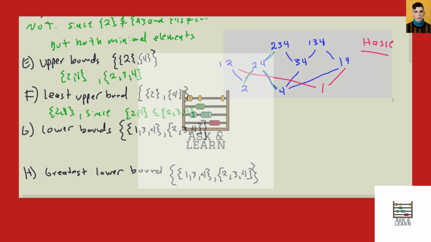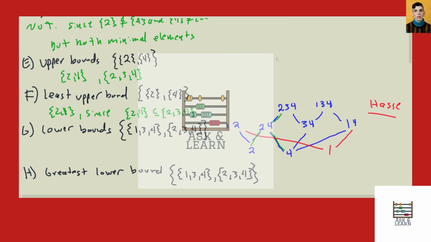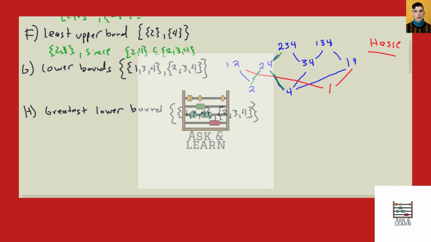Now for the next one, for the lower bounds of {1, 3, 4} and {2, 3, 4}. Instead of starting below and working our way up, we're going to start above and work our way down. So we start here at {2, 3, 4} and {1, 3, 4}. And then we look to see, what will these have in common? Well, they have 3 and 4 in common. So this is going to be one of our lower bounds. Let me just write this down. So it'll be {3, 4}. And now {3, 4} only goes to {4}. So those are going to be our lower bounds for that set there.